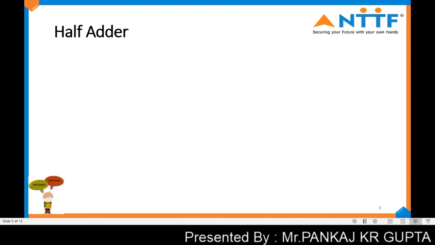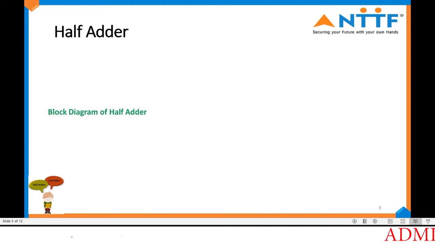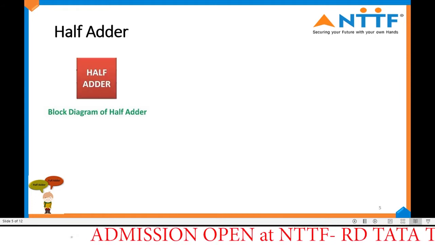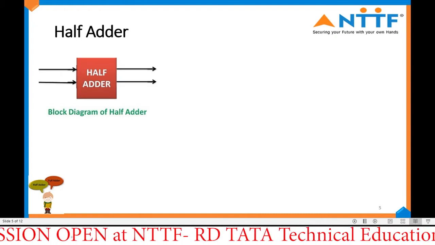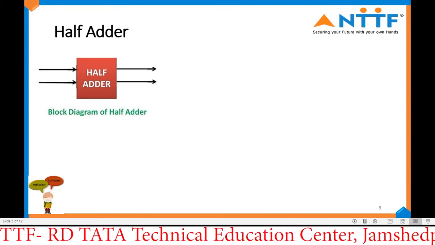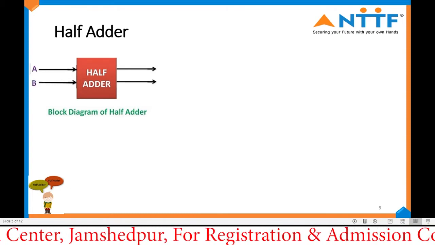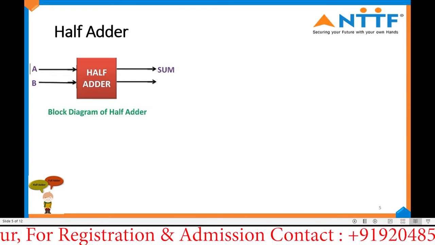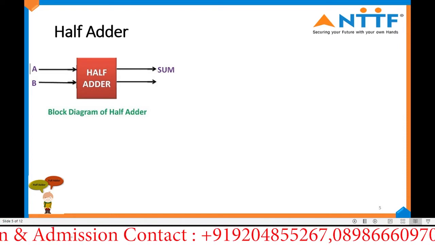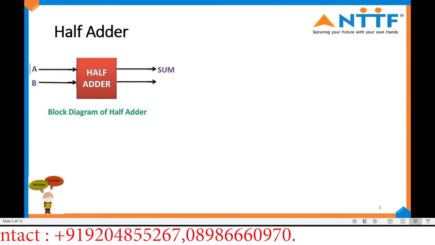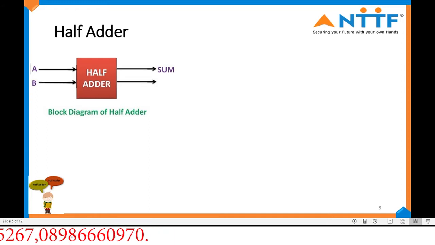Now, half adder. A half adder is a circuit which performs addition of 2 bits, meaning it requires 2 binary inputs and simultaneously gives 2 binary outputs. Here you can see the block diagram of the half adder. In this you can see 2 binary inputs A and B and 2 outputs, sum and carry.